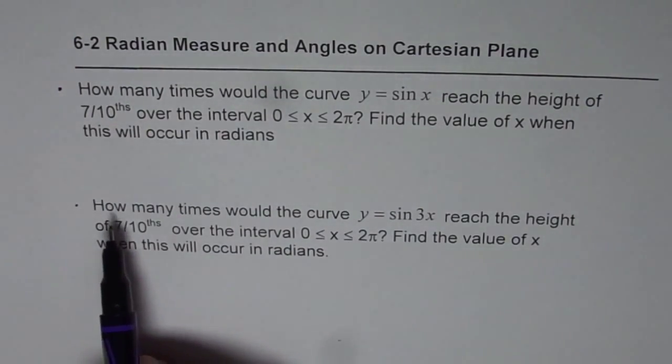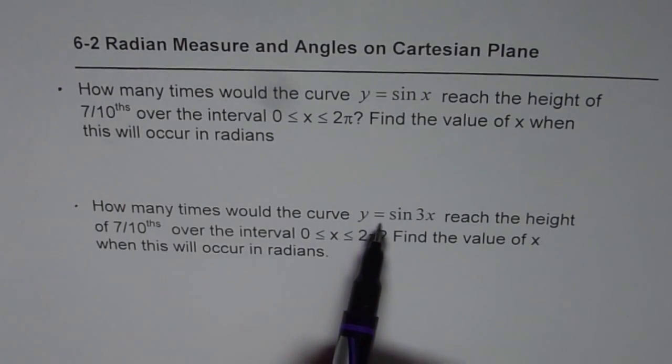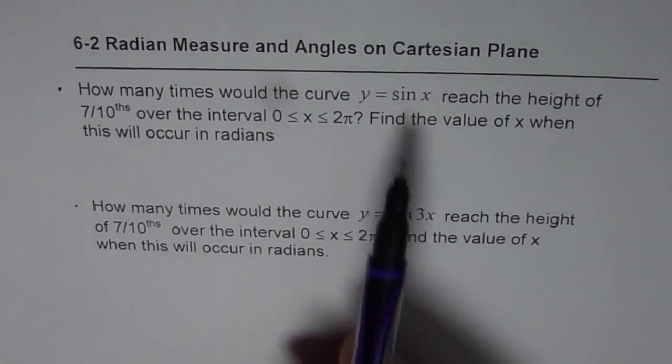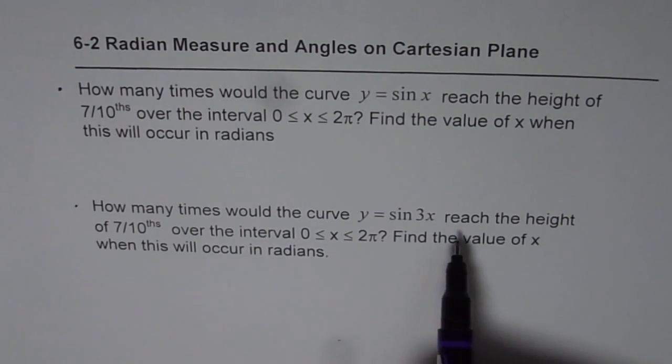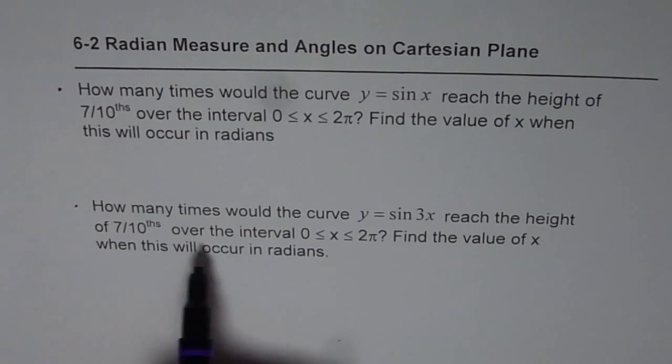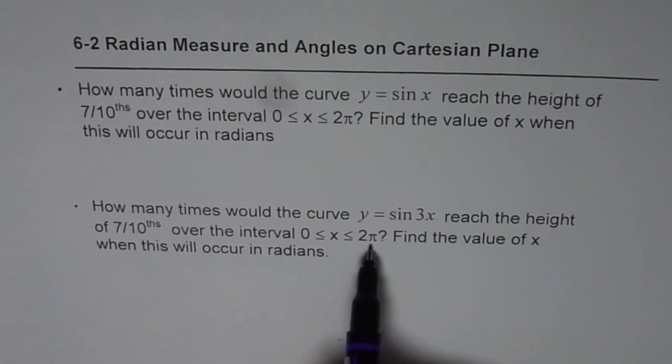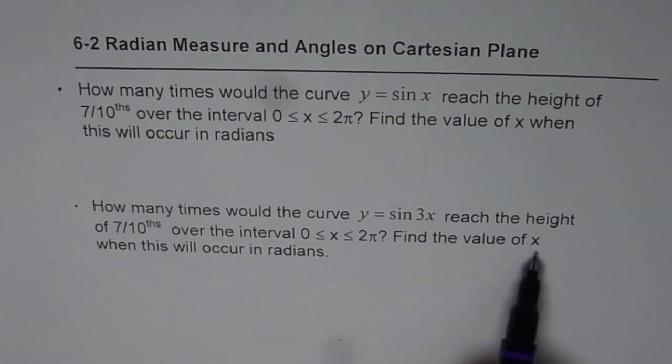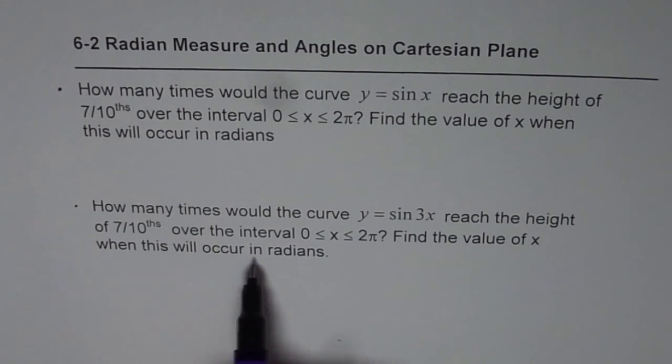It says, how many times would the curve y equals sin 3x, so change the function from x to 3x, reach the height of 7/10 over the interval 0 to 2 pi? Find the value of x when this will occur in radians. You can pause the video and answer the question.